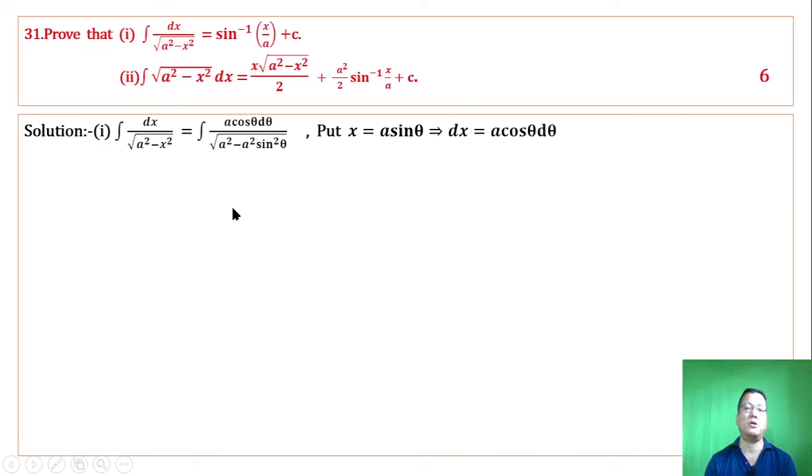The value of dx is a cos theta d theta, and x is a sin theta. Squaring, a square minus x square gives a square times 1 minus sin square theta, which is cos square theta, and its square root is a cos theta. The integral in theta is then taken, and the original value of theta is sin inverse of x by a, plus a constant of integration. This is Roman number 1.